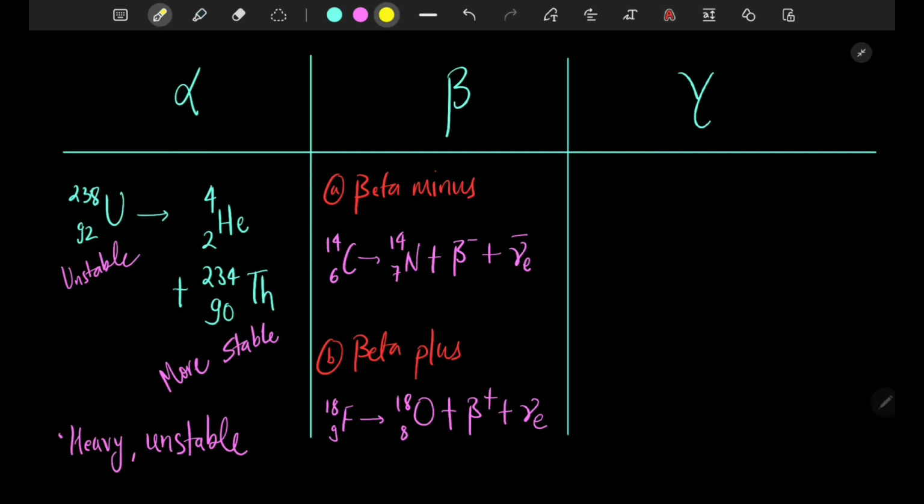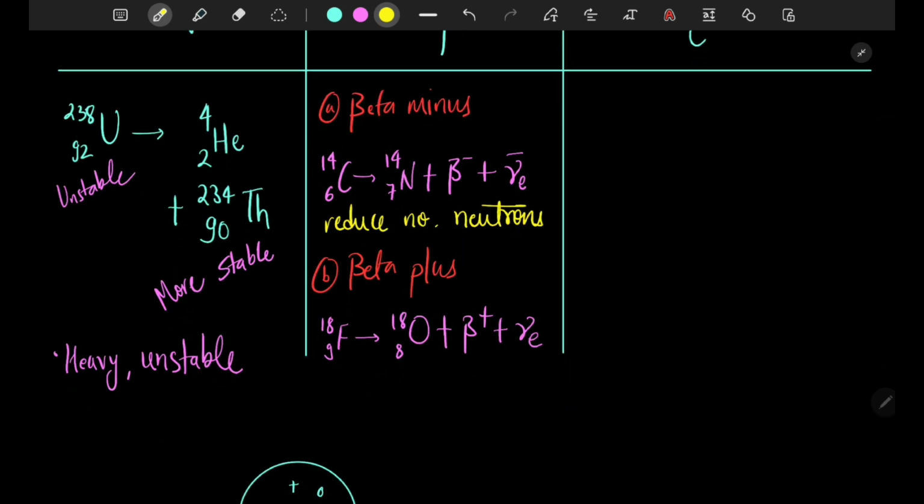So why does beta decay happen? Beta decay occurs when a nucleus has an imbalance in protons and neutrons. If there are too many neutrons, beta minus decay will happen. If there are too many protons, then beta plus decay will happen. So in this case, we are trying to reduce the number of neutrons, and in this case, we are trying to reduce the number of protons.